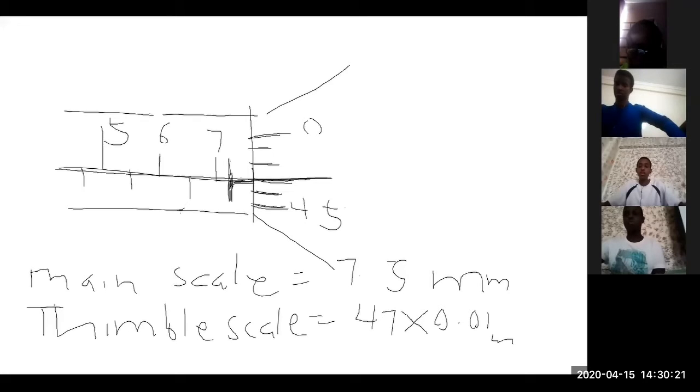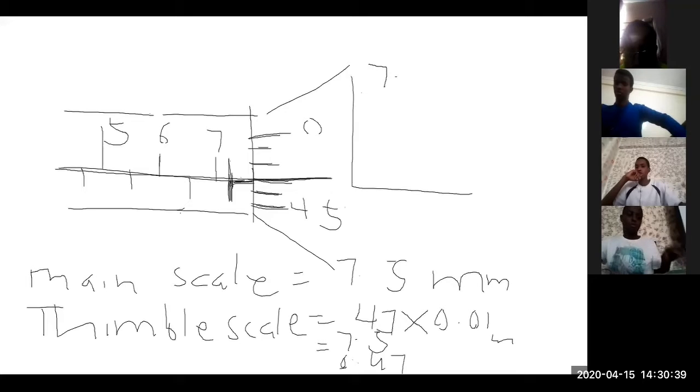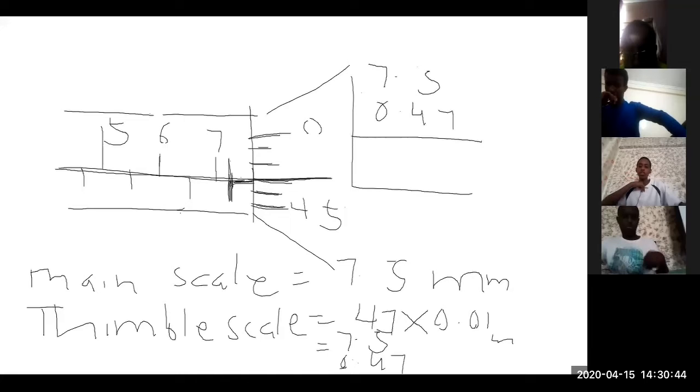Now, if you add the two, you're going to have 7.5 plus this one. If you multiply, that will give you 0.47. So now if you add that, allow me to use this upper part here. If you add that, 7.5 plus 0.47 will now give you 7.97. So we end up with 7.97 millimeters.